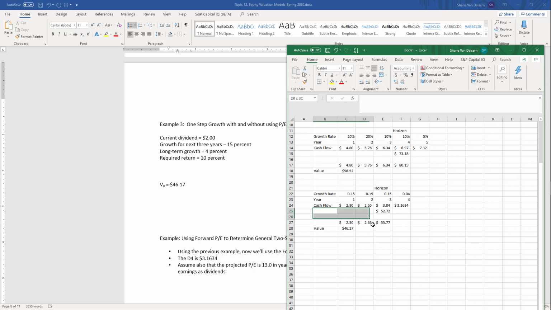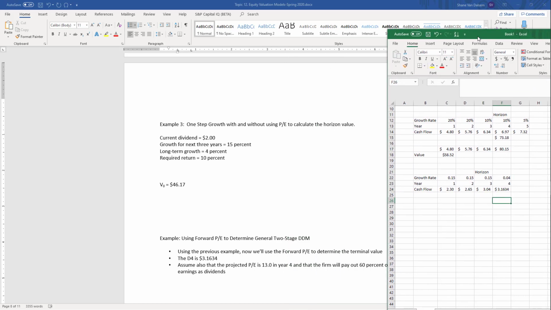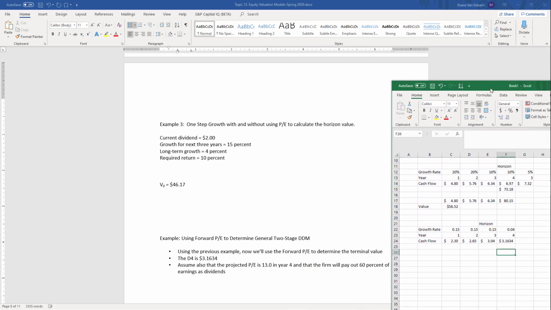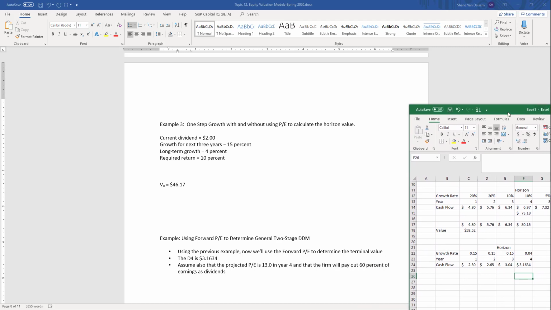So now in this case, I'm going to delete this, because now I want to find the price at time 3 with the dividend at time 4. And so we're going to find the earnings at time 4 using the dividends for time 4 and the payout ratio. So the payout ratio for the firm, according to the problem, is 60%, so it's 0.6. So they're paying out 0.6 of their earnings as dividends.